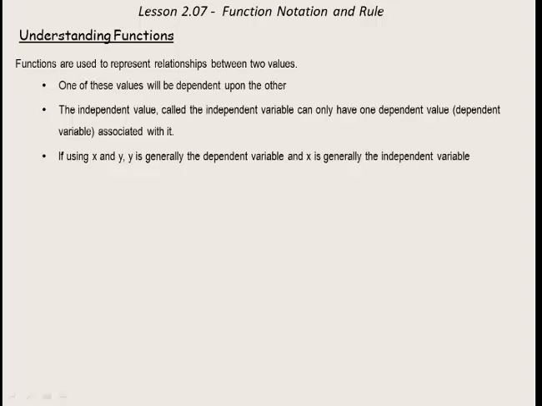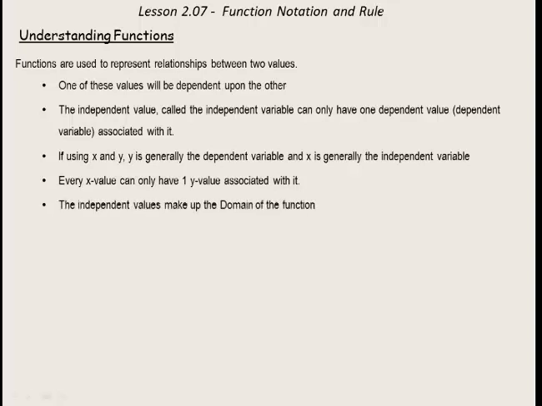We don't have to use x and y though. Every x value can only have one y value associated with it. That means if I plug in an x, I can only get out one y. Now, a couple of different x's could all give me the same y. That's okay, but each x can only produce one y. The independent values make up the domain, and the dependent values make up the range.